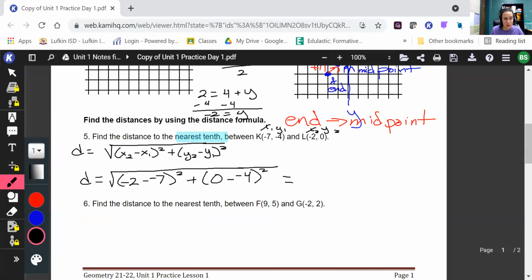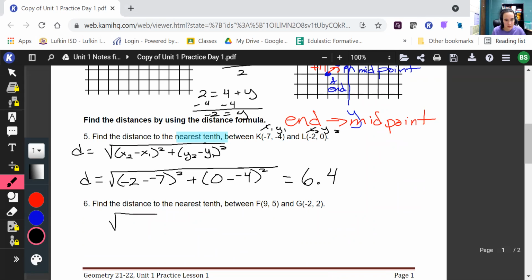So we get 6.40312. Rounding to the nearest tenth means first place after the decimal. So that gives us 6.4. Because there was a 0 afterwards, that means that that 4 stays. But we're going to do the same thing for our next one.